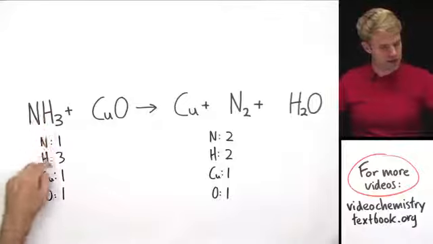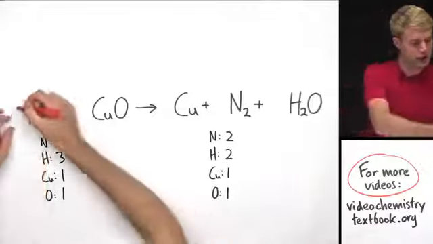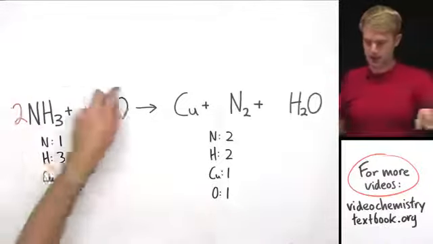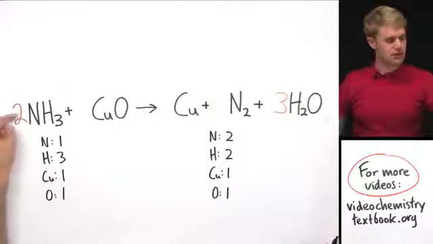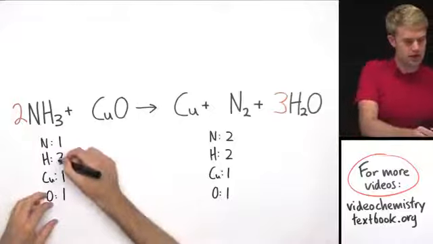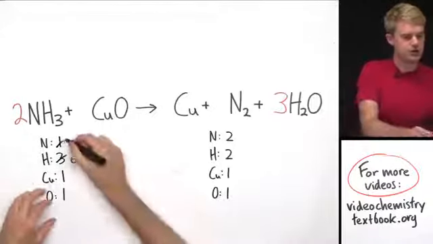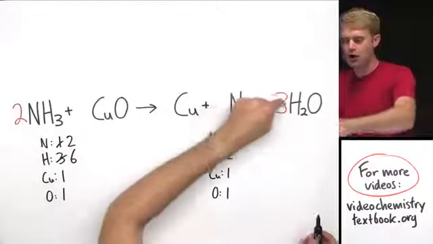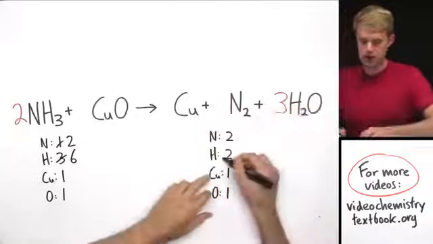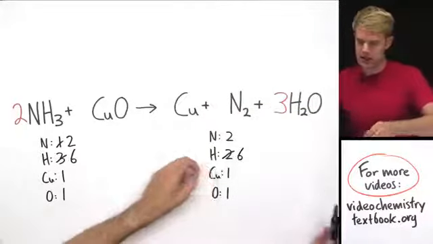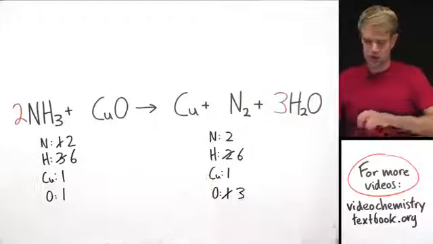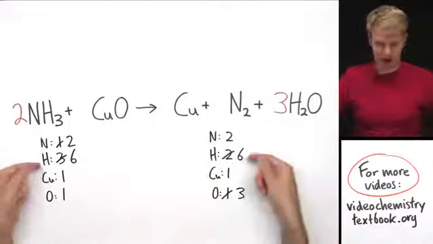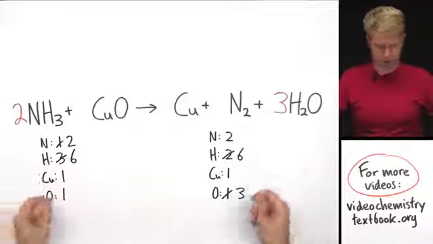So the hydrogens are here. I'm going to multiply this by 2, and then I'm going to multiply this by 3. Okay, what that's going to do is it's going to give me 2 times 3, 6 hydrogens. It's also going to give me 2 nitrogens. And then over here, it's going to give me 3 times 2 hydrogens, which is 6. And then 3 times 1, which is 3 oxygens. Okay, so now I've got my hydrogens balanced.